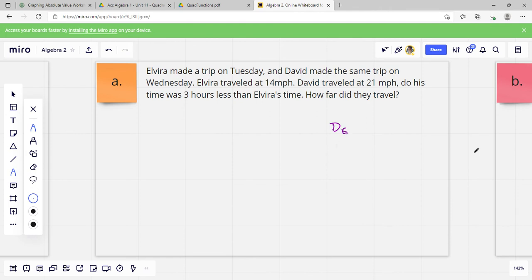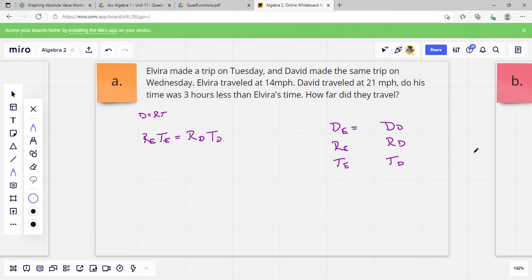Distance of Elvira equals the rate of Elvira times the time of Elvira, and the distance of David equals the rate times the time of David. Okay, so if we've got distance equals rate times time, their distances are equal. We're going to have the rate of Elvira times the time of Elvira equals the rate of David times the time of David. Okay, distances are equal. That means rate times time are equal. All right, let's see what we can fill in here.